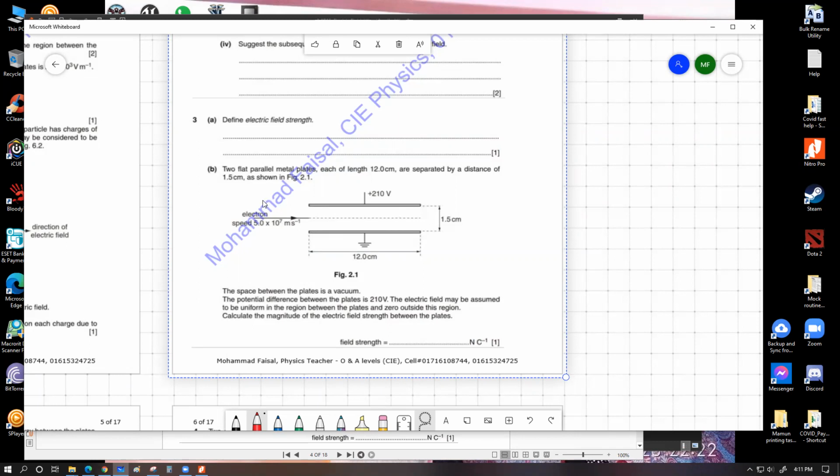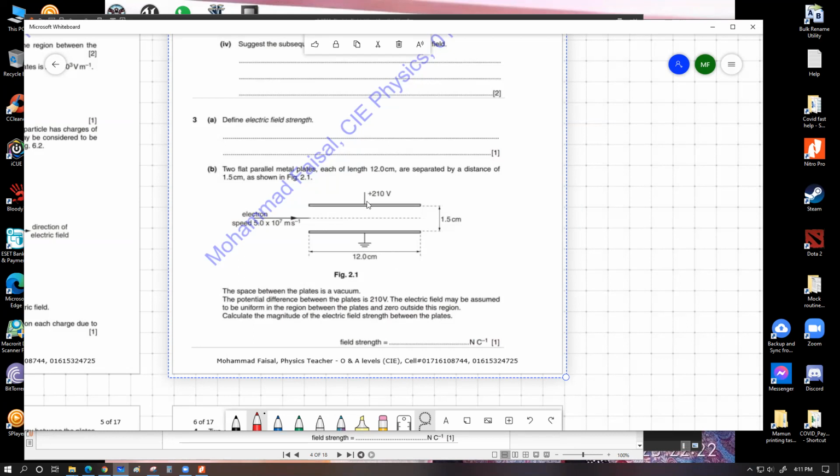But in practical cases, outside there is also a diminishing electric field, because field lines can also come out of this side and enter over here as well in a curved manner like this. However, this is a simplified version, so we are considering that the electric field is exclusively in between the plates and not outside. Okay. Calculate the magnitude of the electric field strength between the plates.